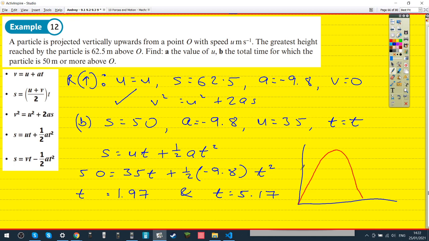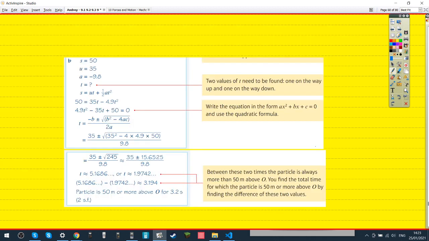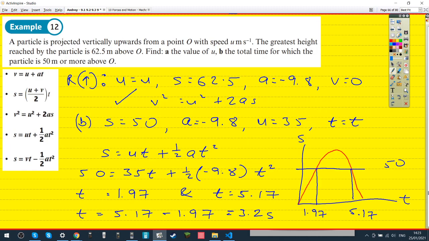You said S is 50. That's there. So that's time, that's displacement. That's after 1.97 seconds, S is 50. Then on the way back down, at 5.17 seconds, S is 50 again. We want the time that the particle is above 50 meters. So is it 5.17 minus 1.97? Correct. And so that would be 3.2 seconds. Great. And so visualizing the journey helps. If we want when it's above a certain amount, get when it's equal to it, and then you can just find the difference. And that'll tell you how long it was above it for.